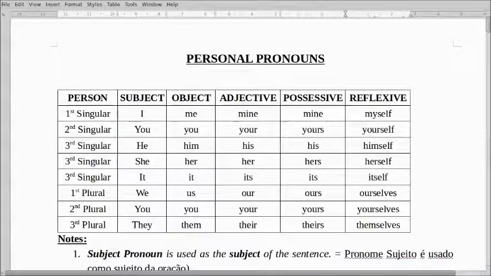In the plural, we use our for the first person, your for the second person in the plural, and their for the third person in the plural.